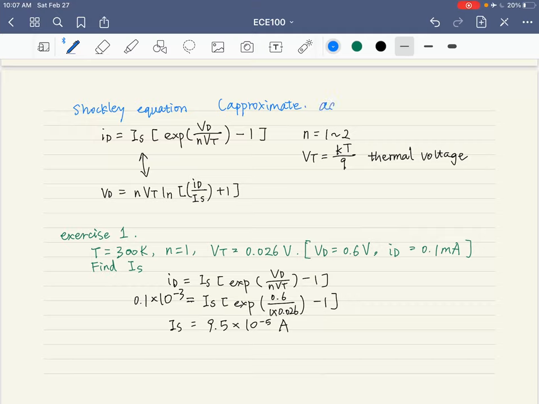Usually it is pretty accurate when ID is in the interval within this range. If the current is too large or too small, the Shockley equation might not be a good choice.